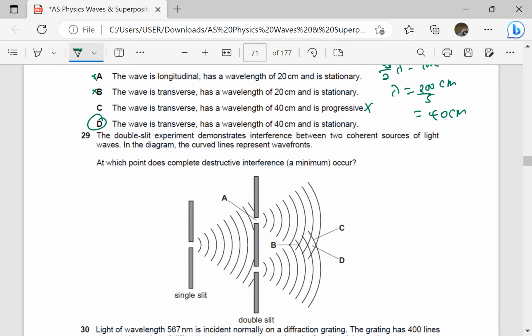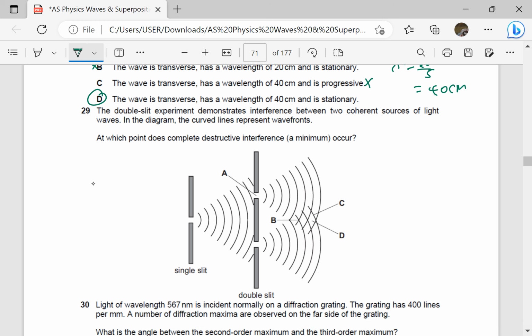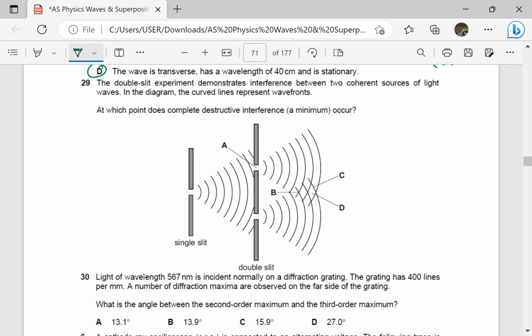The double slit experiment demonstrates interference between two coherent sources of light. Waves in the diagram, the curved lines represent wavefronts. At which point does complete destructive interference occur? Remember, complete destructive interference occurs when a maximum meets with a minimum, or a trough and a crest interfere or overlap. If the lines represent wavefronts, let's say these are crests.